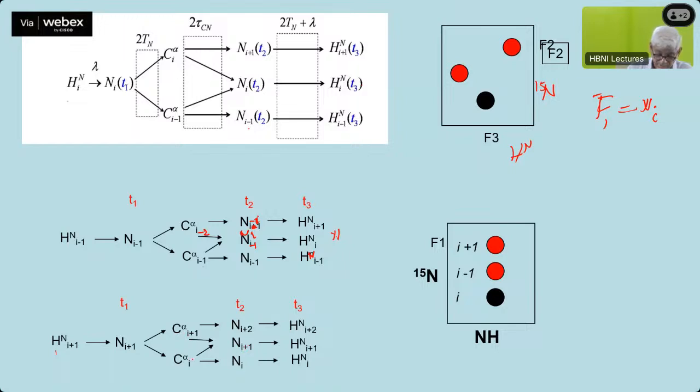And here I will get C alpha I to Ni, its own residue, and do I get Ni plus 1? C alpha I to Ni plus 1. Yeah, this is correct. So, therefore, here you will see, this one you will write a little bit better.